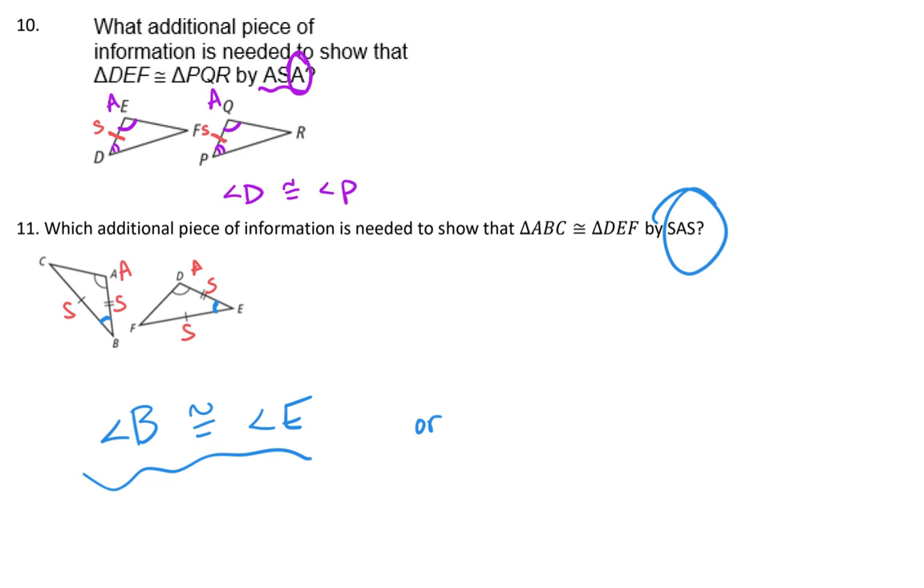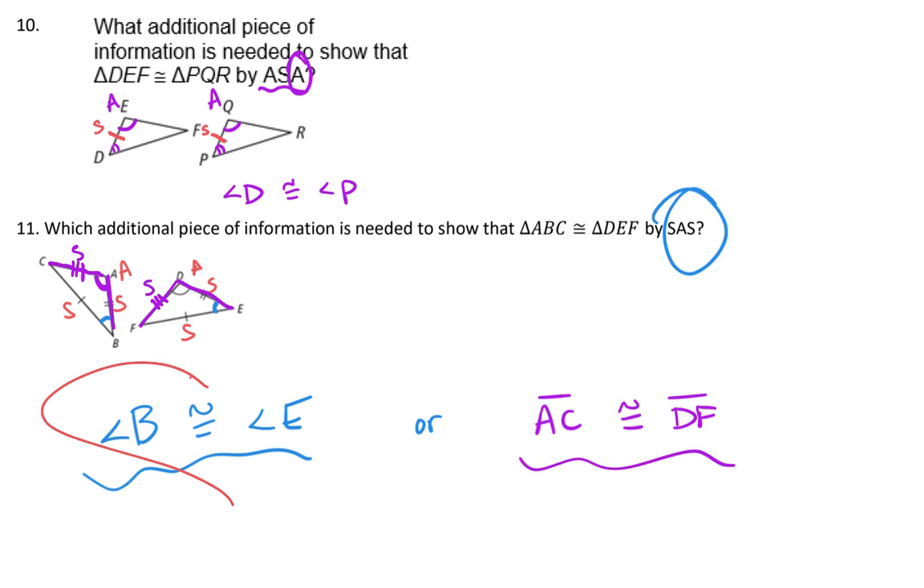Or you could have said, hey, you've got the S, you've got the A. You could have said, if you had this other side, which is AC, congruent to this other side, DF, well, then you could have had your side, angle, side. Side, angle, side. All right, so either one works. I think that this way is better. I think this way is okay too.